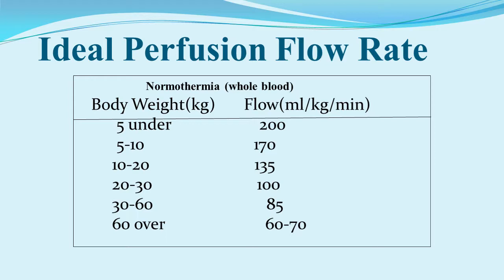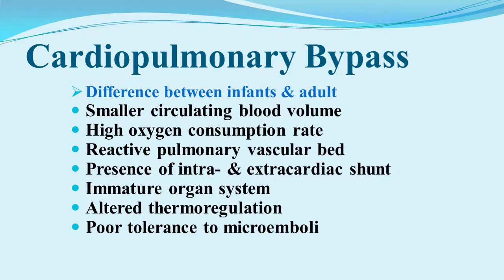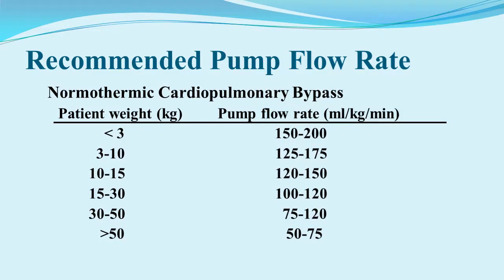So this is the ideal perfusion flow rate. Body weight under 5, 200; over, 60 to 70 mL per kg per minute. Difference between infants and adults: smaller circulating volume, high oxygen consumption rate, reactive pulmonary vascular bed, presence of intra- and extracardiac shunt, immature organ system, altered thermoregulation, and poor microemboli handling.